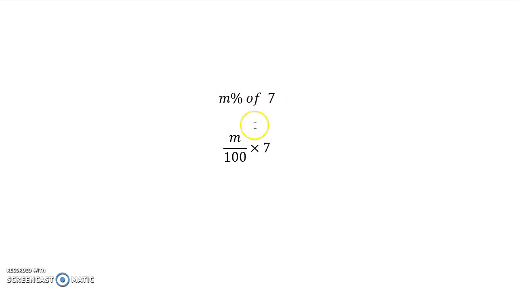M% of 7 written like this is the same as m over 100 times 7 written like this. These are mathematically identical. There's no difference between these two things. They are literally the exact same thing. And that's the core of language to math, realizing that the math statement and the language statement can be exactly the same if we replace the words with the symbols that are exactly the same as those words.